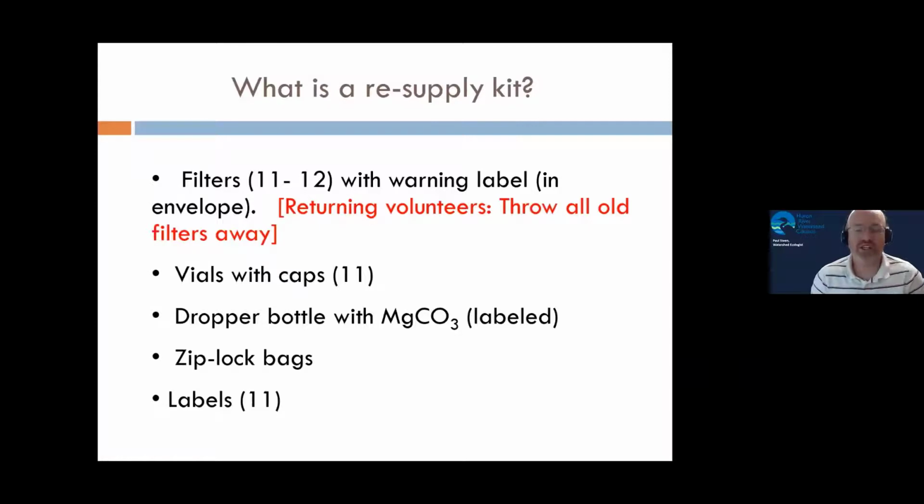Now, when you do your registration, you'll also see the option to buy a resupply kit. So what's a resupply kit? That's for people who are returning chlorophyll volunteers. You don't need to buy the permanent stuff every year, like the sampler, but there are some consumables that are used up every year. So you need a resupply of those consumables, stuff like the filters and the vials and the magnesium carbonate and so on. So when you come back in future years, you will end up buying this resupply kit instead of the bigger kit.